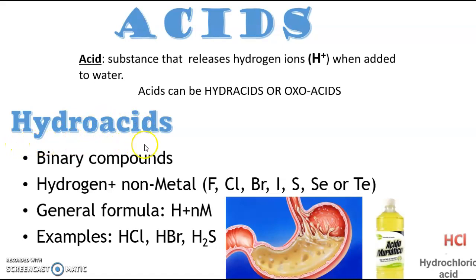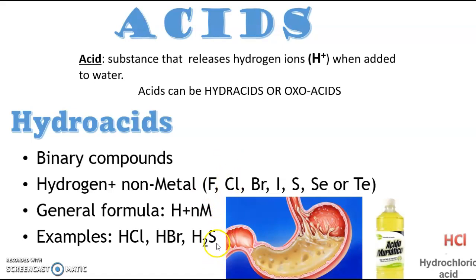So the key information for hydroacids: they are binary compounds, meaning only two elements are in their formulas. So hydrogen plus something else. More specifically, a non-metal. And more specifically, there are only 7 possibilities for them. So it's only fluorine, chlorine, bromine, iodine, sulfur, selenium, or tellurium. And then the general formula is hydrogen first, always, and then the non-metal. And here we have some examples. Hydrogen with chlorine, hydrogen with bromine, and hydrogen with sulfur. Okay, so this is the key information.